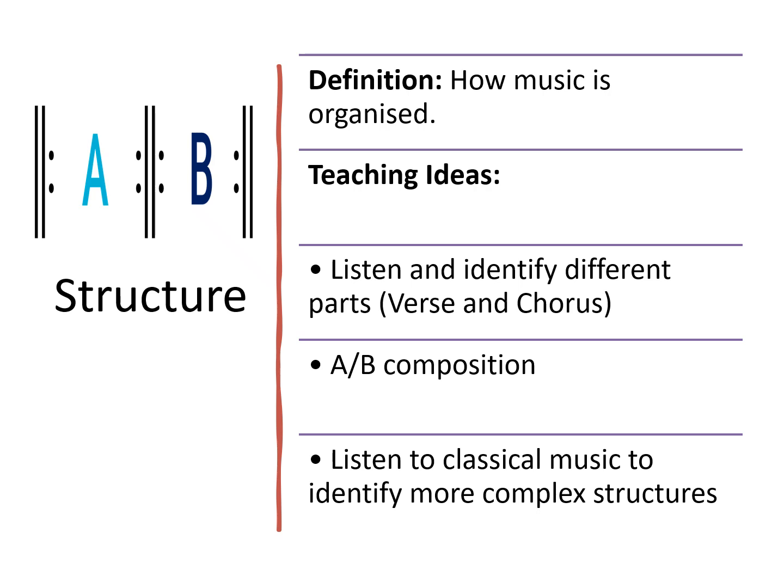Our final dimension is structure. The definition for structure would be how music is organized. A good starting point for discussing structure with children would be to let them listen and identify different parts of a song. You're probably quite familiar with verses and chorus. Each one of those would be a different part, sometimes referred to as the A section or the B section.